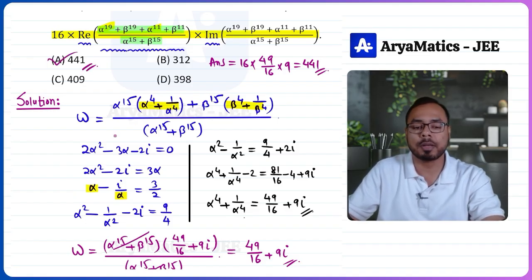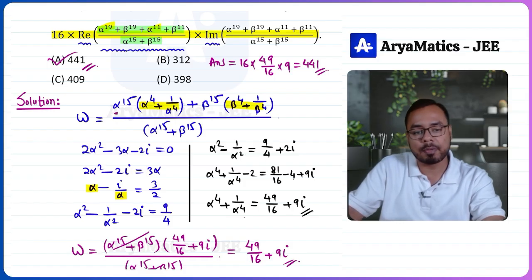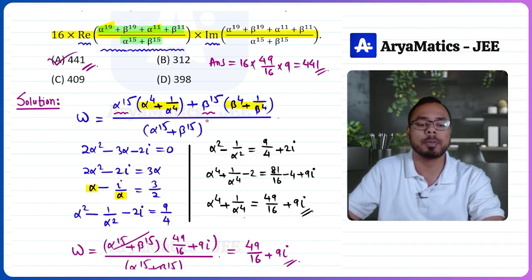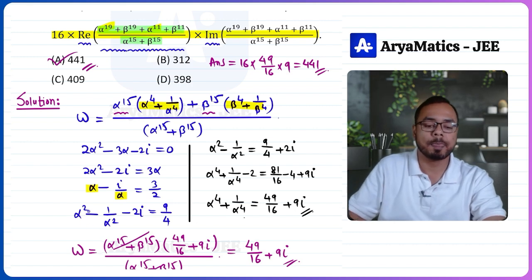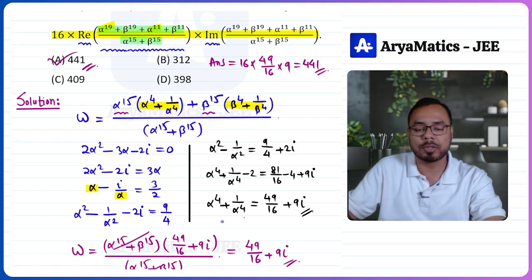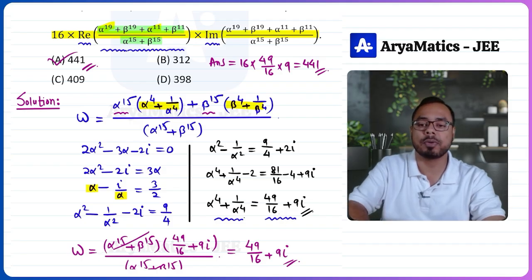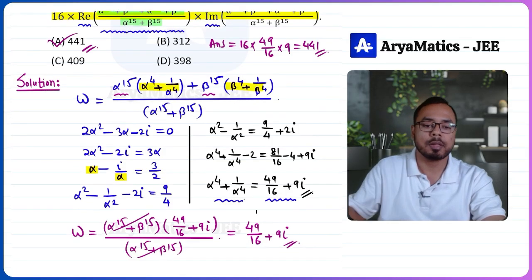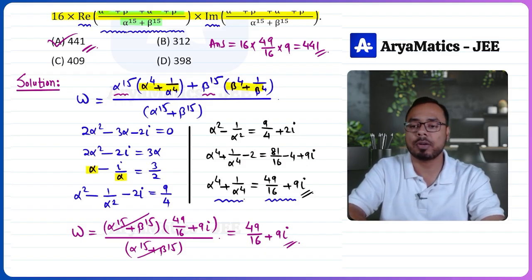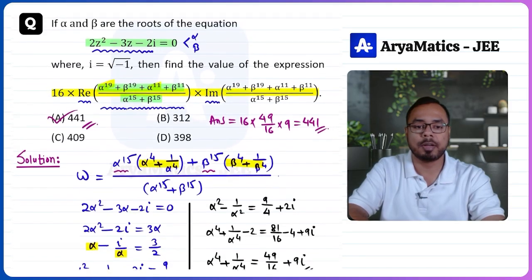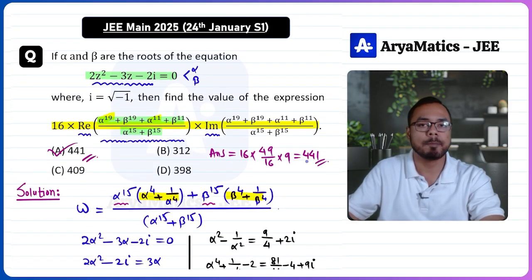So this was a problem where it was important to take alpha raised to 15 and beta raised to 15 common. Then from the given equation, first we need to calculate alpha square minus 1 by alpha square, and then again square that to create the term alpha raised to 4 plus 1 by alpha raised to 4. Once we had the values of this term, we calculated omega. Omega was 49 by 16 plus 9 iota, so the real part will be 49 by 16 and the imaginary part will be 9. After calculation, we'll get 441, and hence the correct answer for this problem will be the first option.